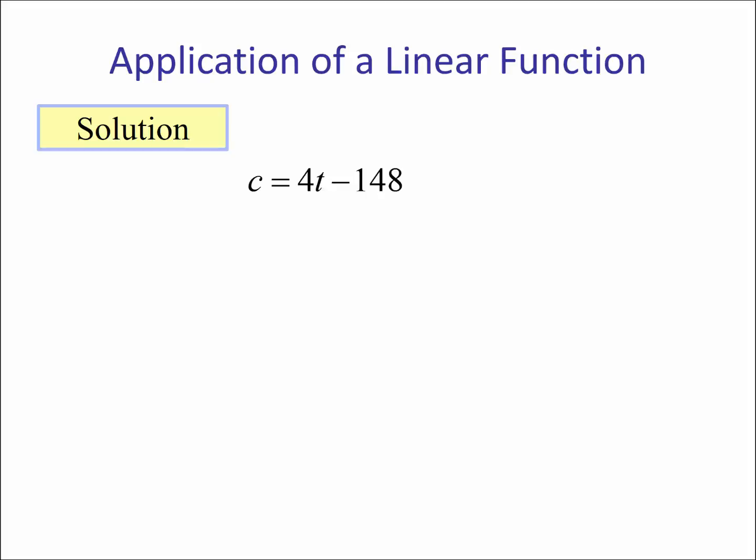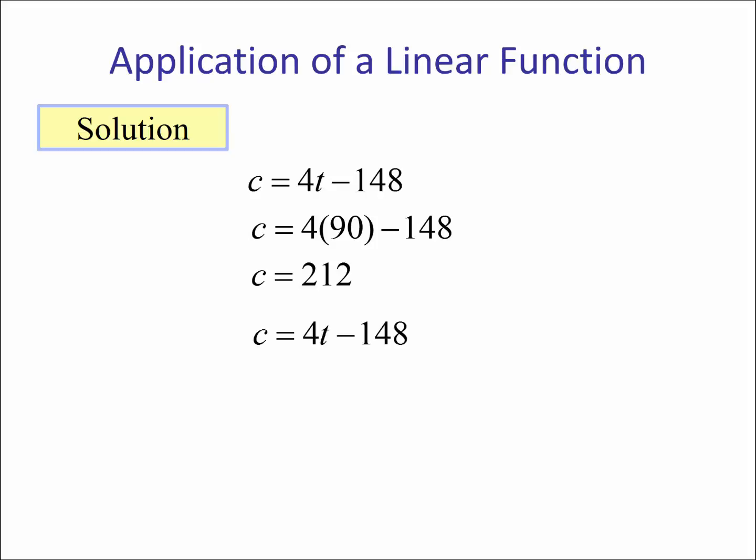Part B, we want to know how many chirps happen when the temperature is 90. So in this case, we know T is 90 and we're finding C. So substituting 90 in for T, we have 4 times 90 minus 148 equals C. 4 times 90 is 360. Subtract 148, we get 212. So according to the model, when the temperature is 90 degrees, the number of chirps is 212 per minute.